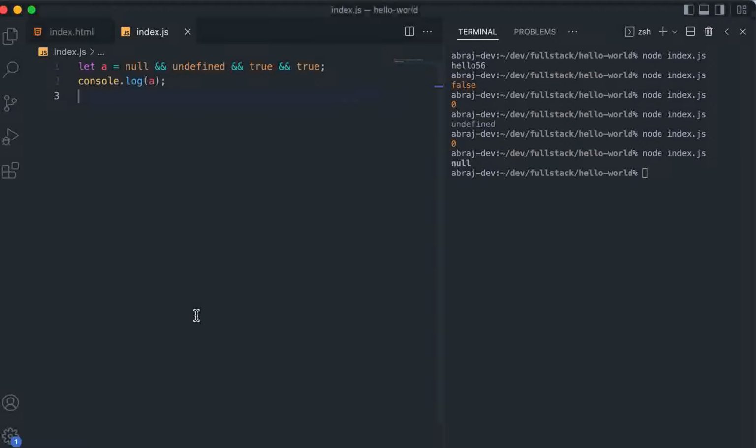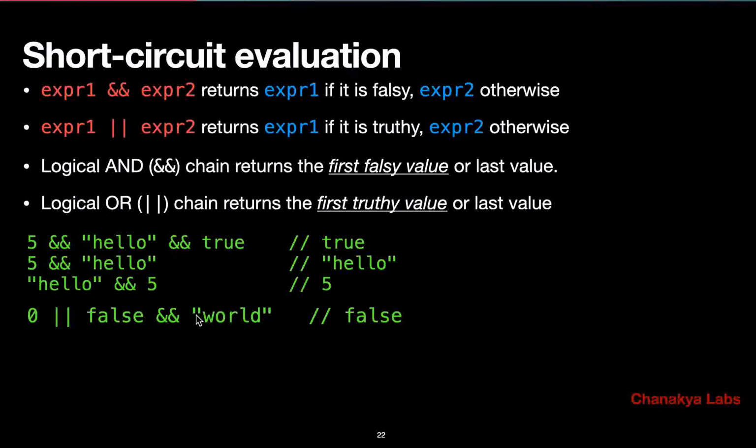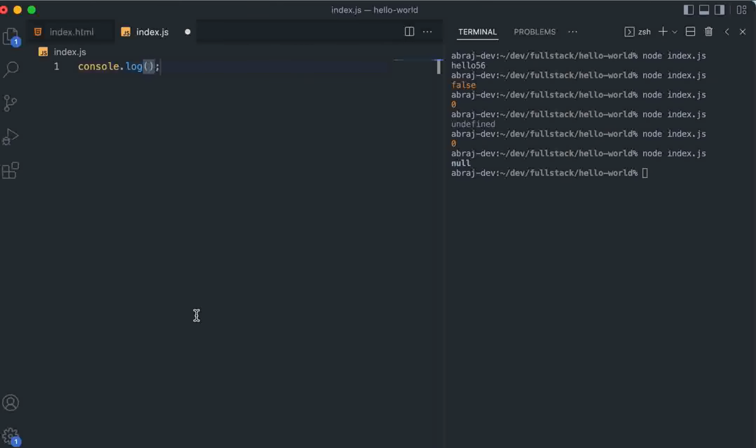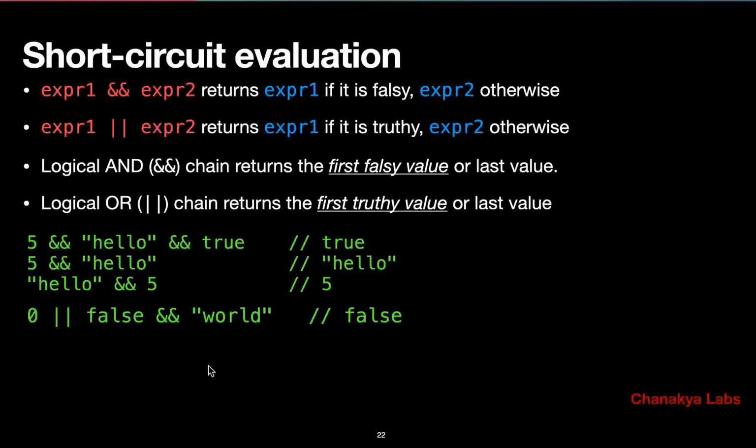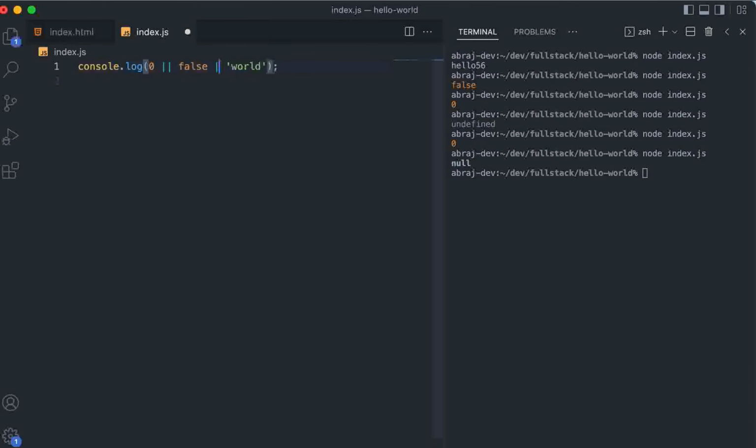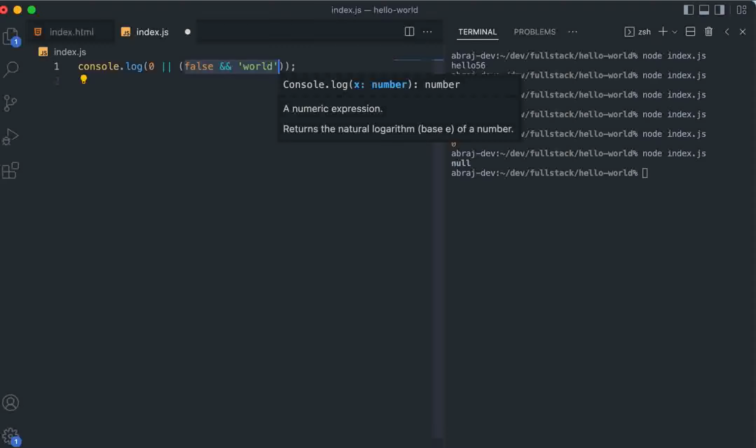So let me write it like this. So let's say what was here? 0 or false and world. Sorry, it was AND, yeah. So you see what is happening, that firstly this thing will be evaluated, right? This thing will be evaluated.